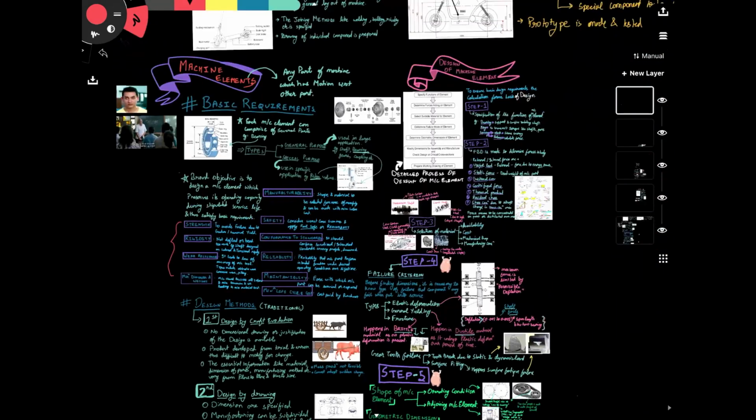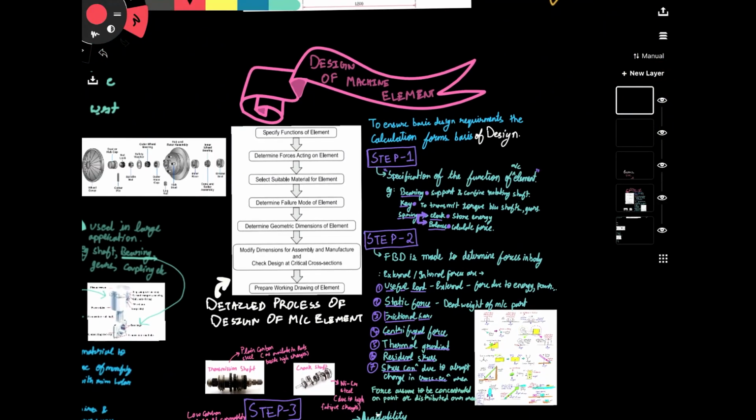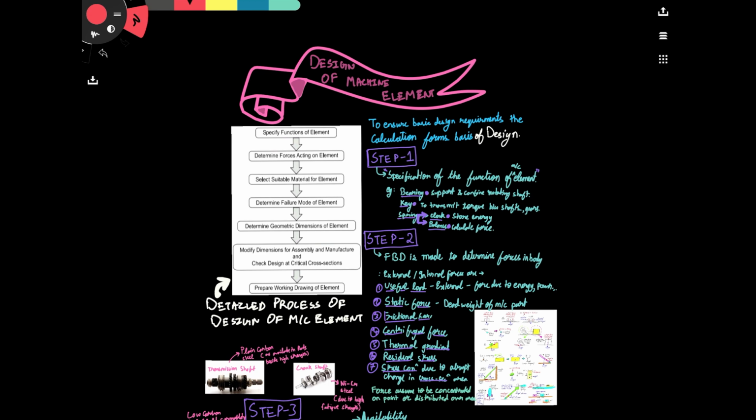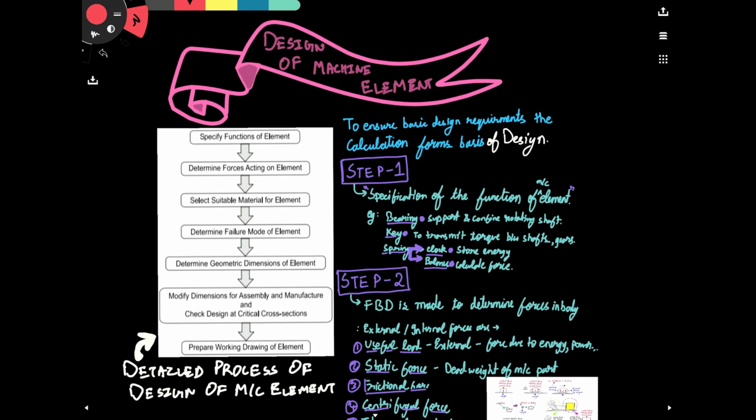In this lecture we're going to focus and give more emphasis on the design of machine elements. So let's first start with the design of machine elements. We already discussed why the need for designing is there and all those things. I've written it up to the point that to ensure the basic design requirements we need to design the machine elements.